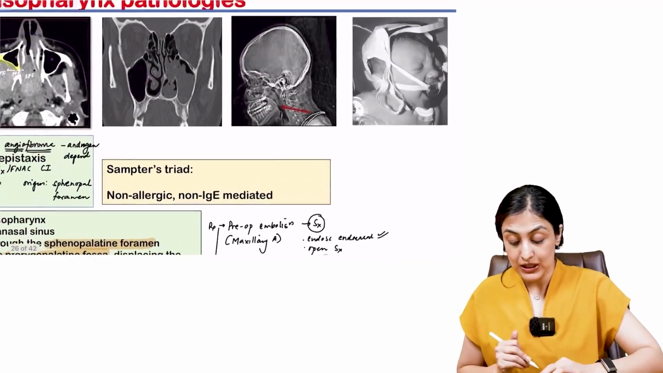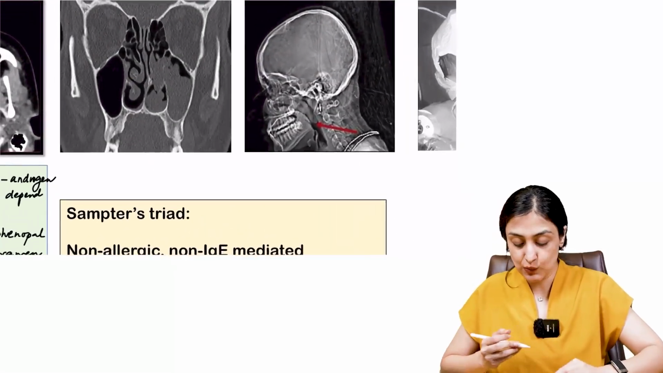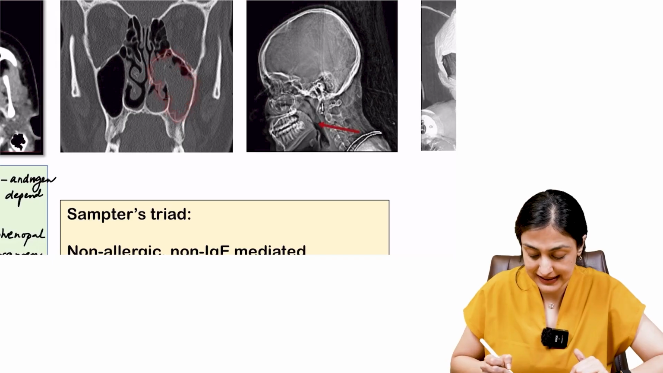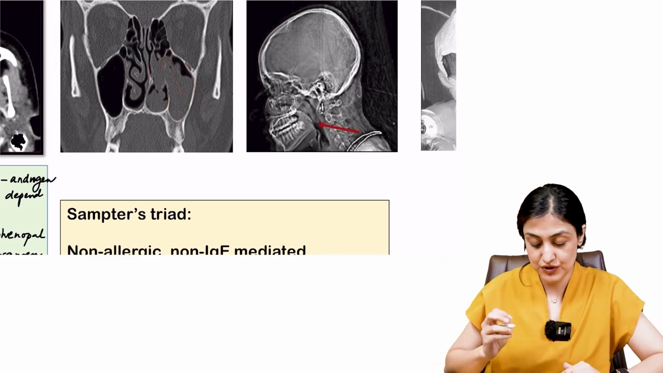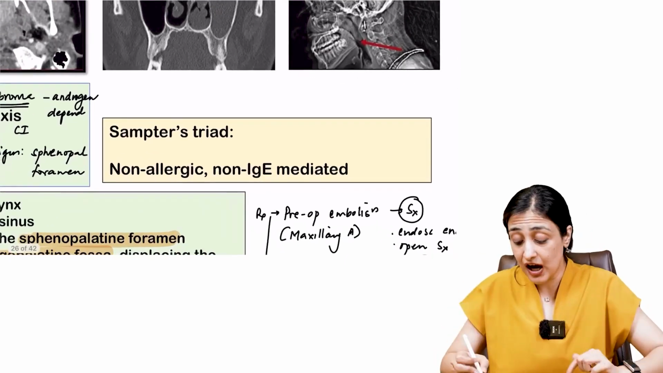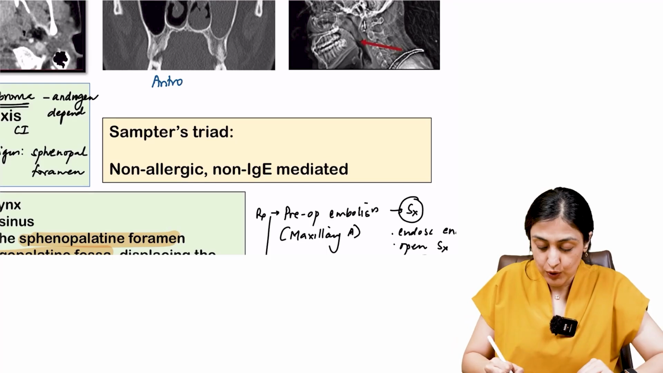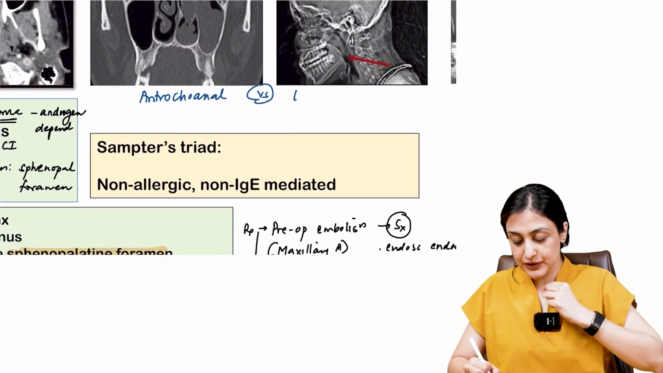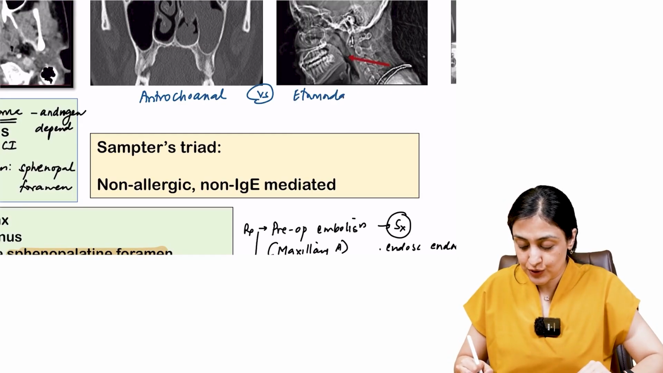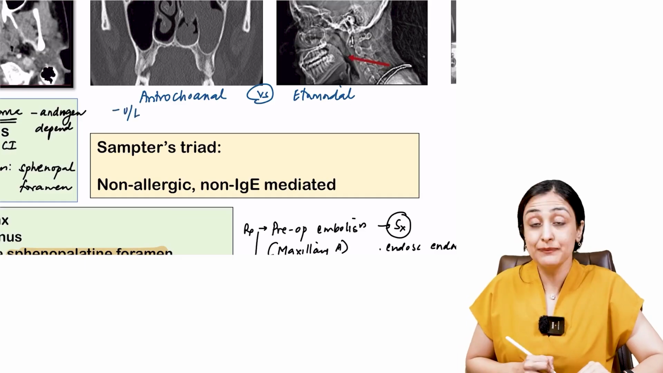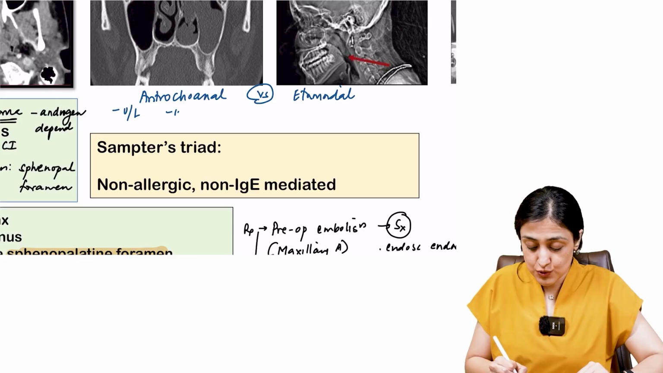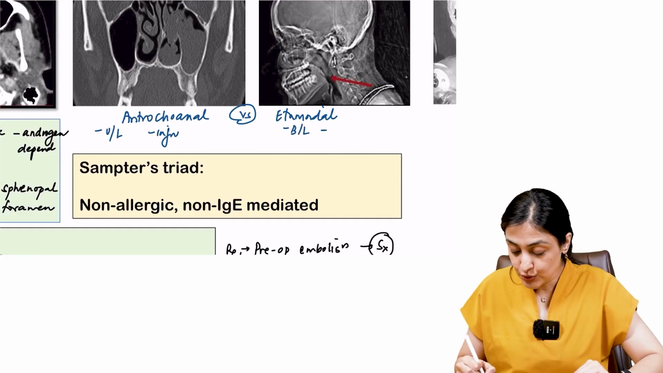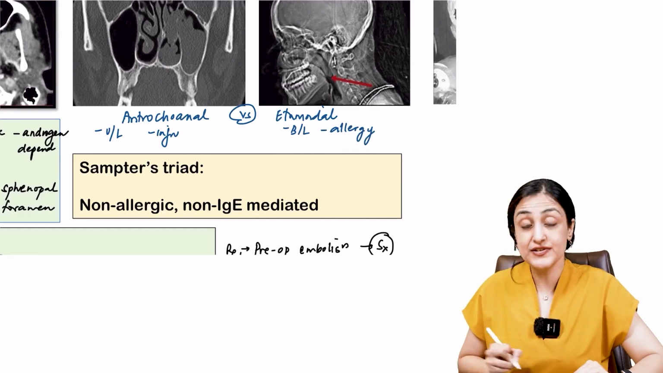Okay, now let's talk about polyps, right? So what is this polyp? You can see how this is arising from the maxillary antrum and going into the nose. What is usually a single large polyp is an antrochoanal polyp, right? So antrochoanal versus ethmoidal polyps. Antrochoanal will usually be large, unilateral, associated with infection, whereas ethmoidal will be bilateral, usually associated with allergies, right?